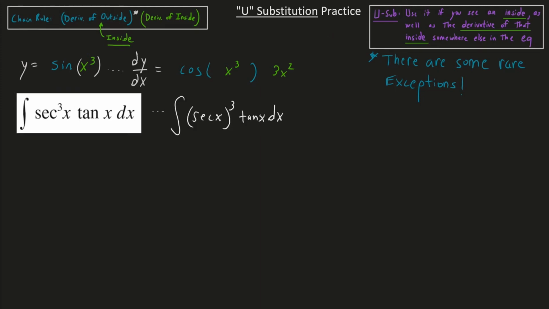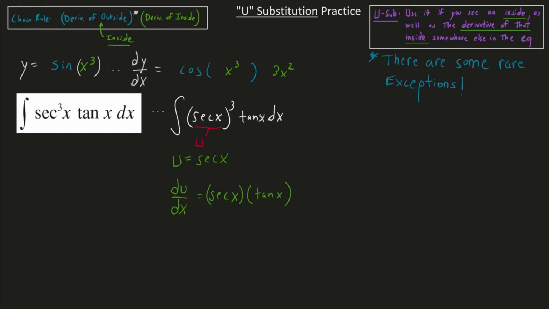So I rewrite my problem because I don't really like this notation. Whenever I see that, I know it actually means this, secant of x, but the whole thing is cubed. So just be careful whenever you see something like that. People like writing the power in between the trig function and the argument. But it really means this. So the secant looks like an inside, so I might think of this as my u. And the derivative of secant is secant x times tangent x.